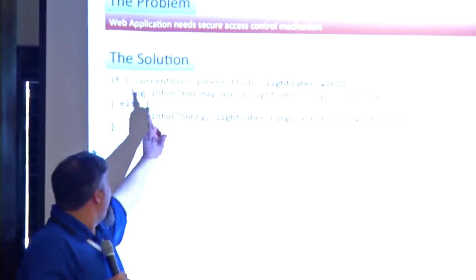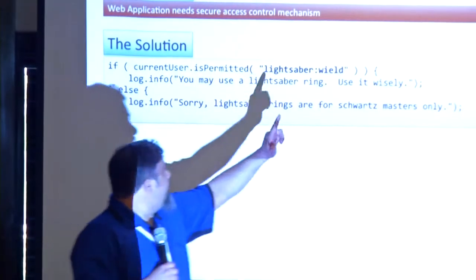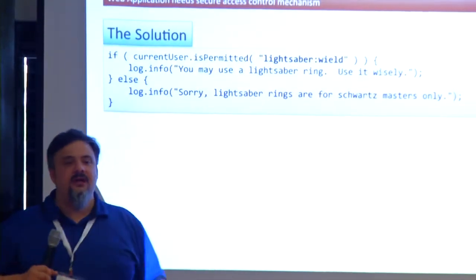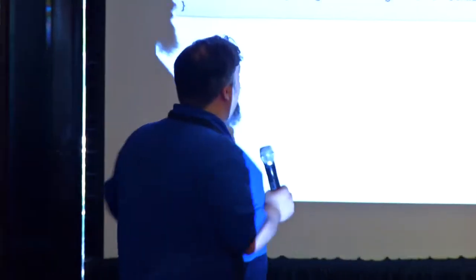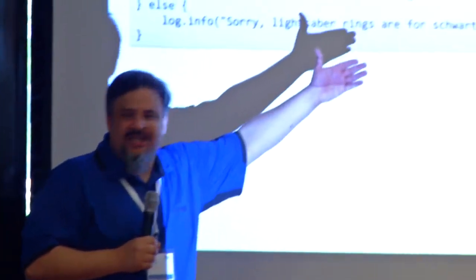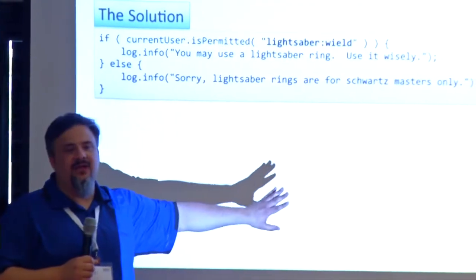Let's code it this way. If the user is permitted to wield a lightsaber, then let them do it. You will never have to change this code ever again in 10,000 places. Now, this is not checking who the user is. This is not checking for a role. It's checking to see what their action is. And we code it once and leave it alone.